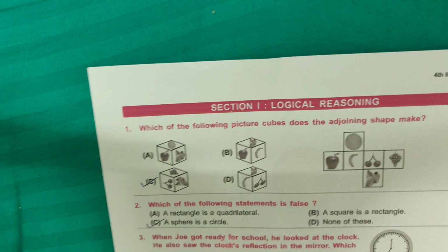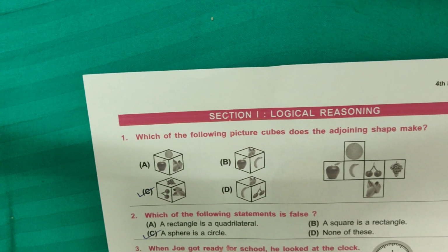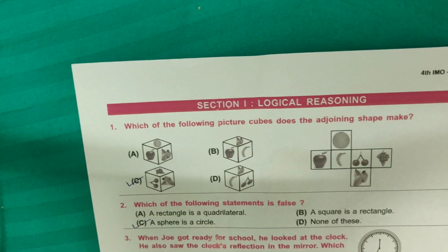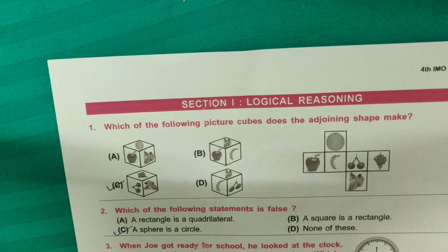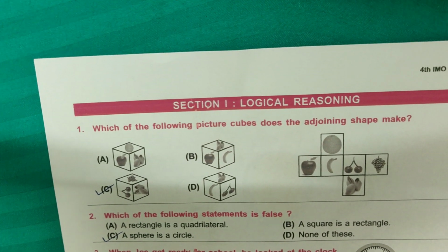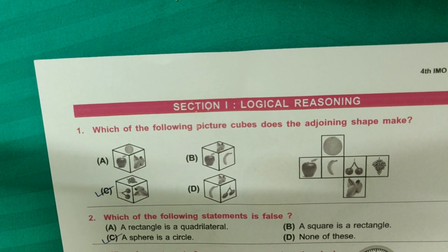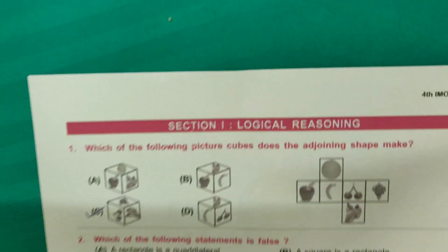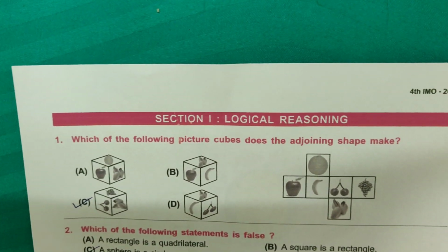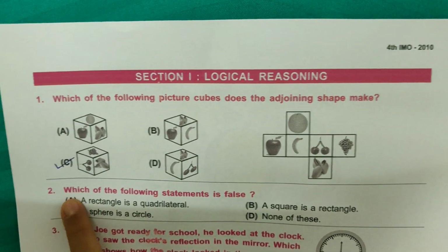Section 1. Logical reasoning. First one, which of the following picture cubes this? Which of the following picture cubes does the adjoining shape make? It's easy, it's C. Moving on to the next question.